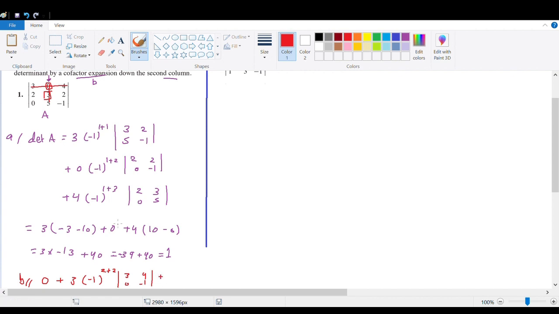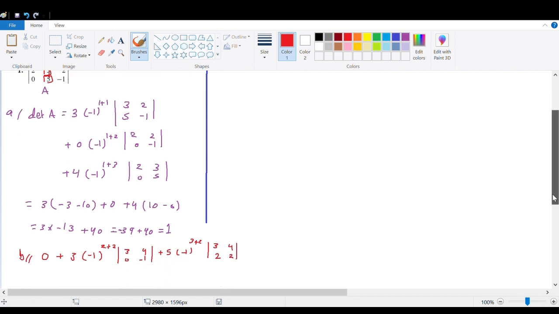Then plus, we have 5. 5 is in the third row, second column, so minus 1 power 3 plus 2. And we multiply by the determinant, so we need to cross this one, so we have 3, 2, 4, 2. Here we have 4, then we have 2, we cross this one, so 3, 4, 2, 2.